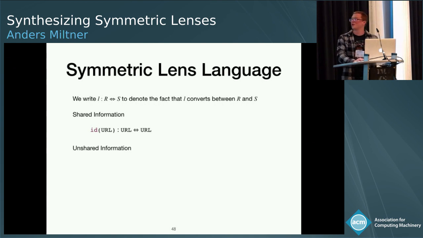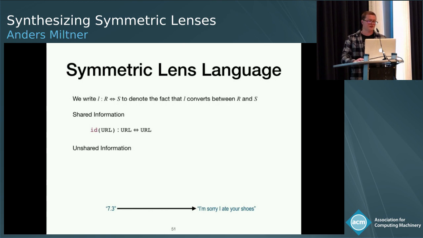But then I also need to be able to express unshared information. So for example, weights and statuses, I want it so that if I update the weight, the status remains unchanged. And this is done with the disconnect lens, which takes in also the default values for newly created values.